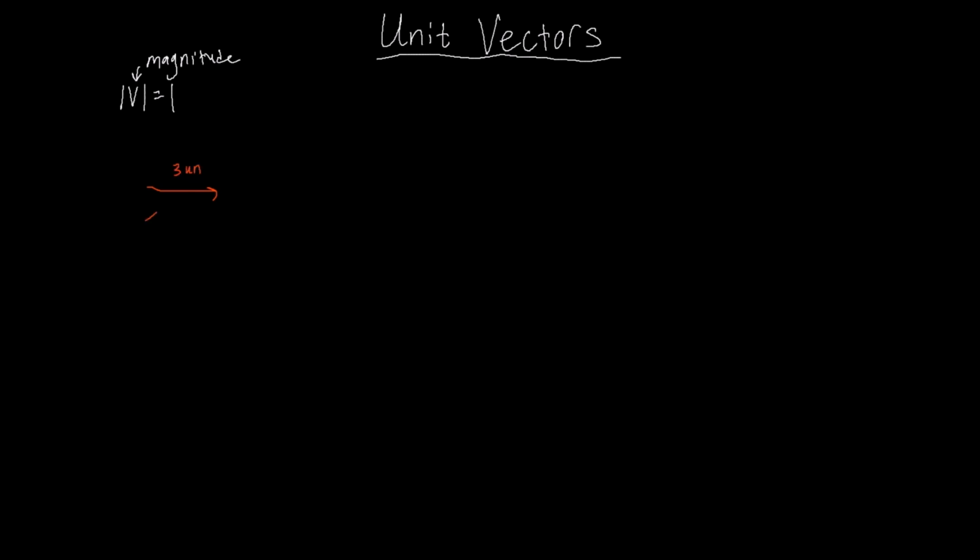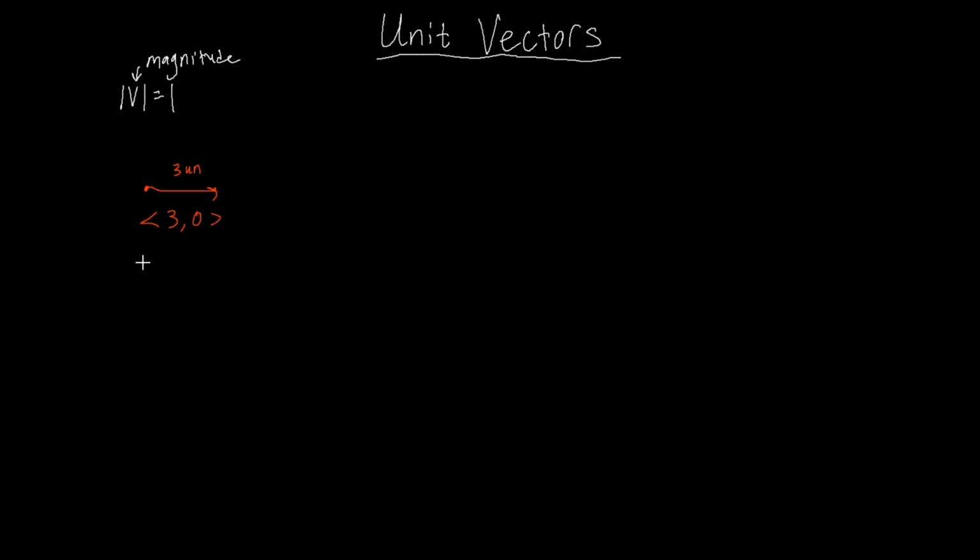So in component form, this vector is 3, 0. Positive 3 means we move positive 3 units to the right. 0 means that we move up or down 0 to go from the initial point to the terminal point. So if I want to find a vector that has a magnitude of 1 that points in the exact same direction, I need to scale this vector down.